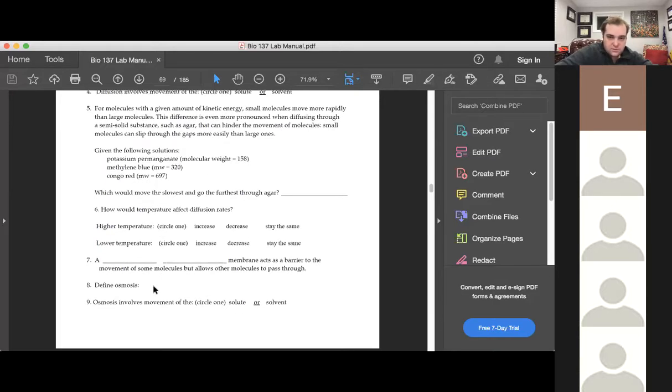Number 7, a blank membrane acts as a barrier to the movement of some molecules, but allows other molecules to pass through. Well, we briefly went over this, but I learned it as a semi-permeable membrane, but I think in the lab it is called a selective permeable membrane. It's the same thing. So that's the answer to number 7.